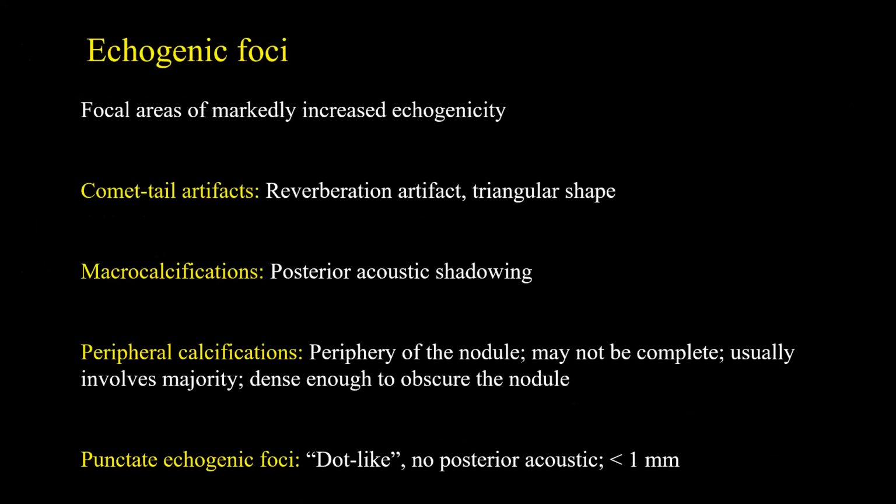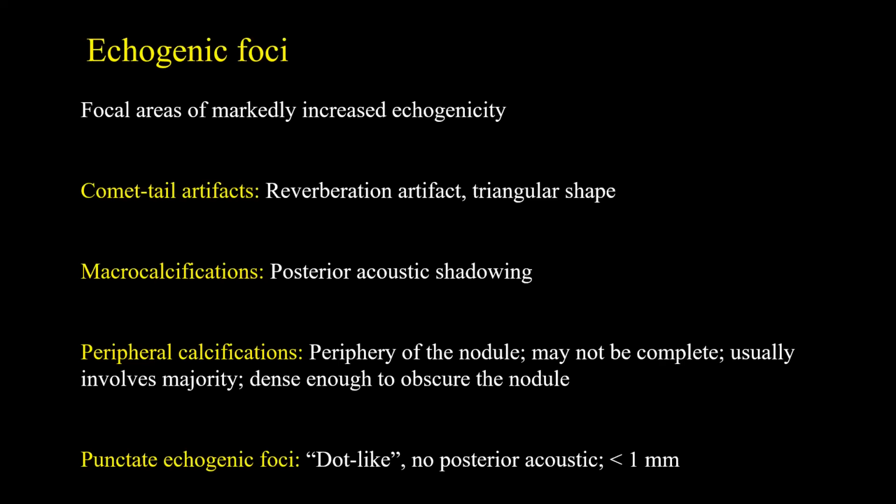And the last category that we're going to look at are echogenic foci. So these are going to be small areas that are very white, increased echogenicity on your scan. We're going to divide it into 4 areas. It's going to be comet tail artifacts, which is really a reverberation artifact. They essentially look like white triangles that will be within your nodule.